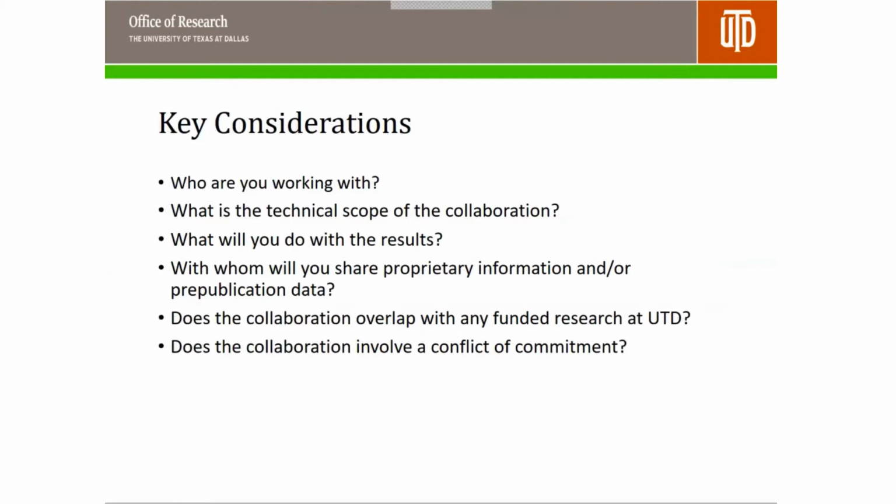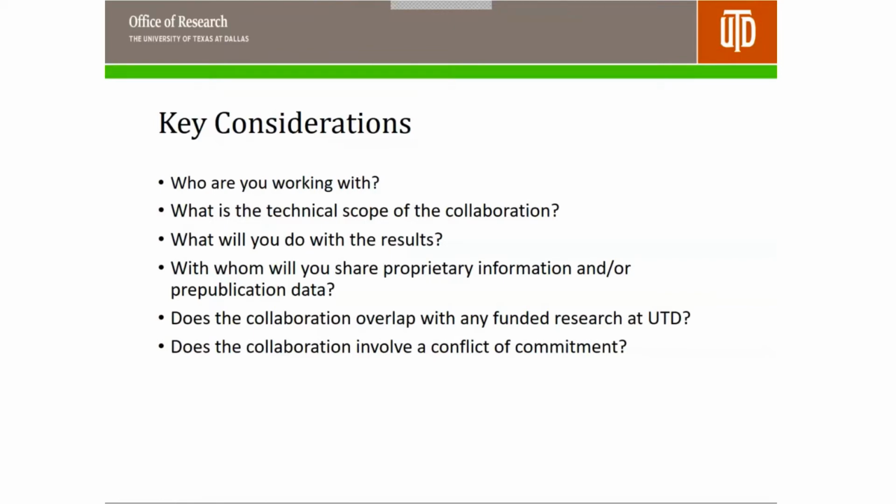Is it likely that the work will generate some kind of invention or intellectual property that would be valuable? Are we using pre-existing proprietary information or confidential information in the work that may affect our ability to report the results of the collaboration? Which ties into the next question of, what am I going to do with the results of the collaboration in order to claim the fundamental research exclusion and protect myself as a researcher from export control compliance issues?